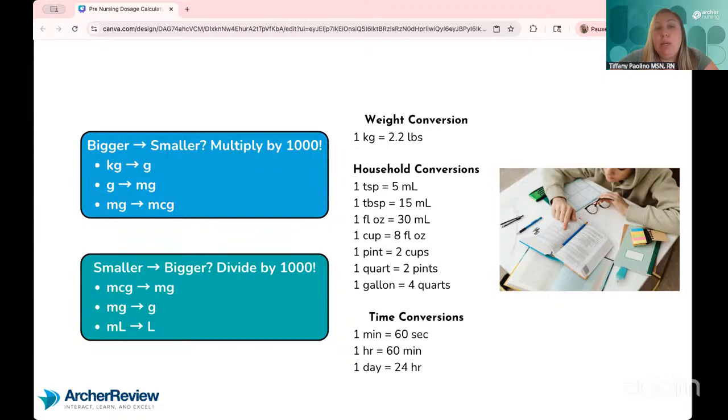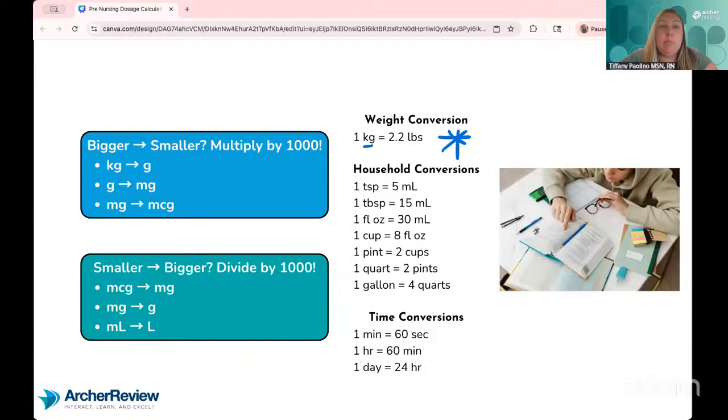1 kilogram is 2.2 pounds. I did mention this earlier. This is super important because in healthcare, we typically measure in kilograms. We do measure in grams when we're talking about our smaller patients, like our babies, newborns, that sort of thing.